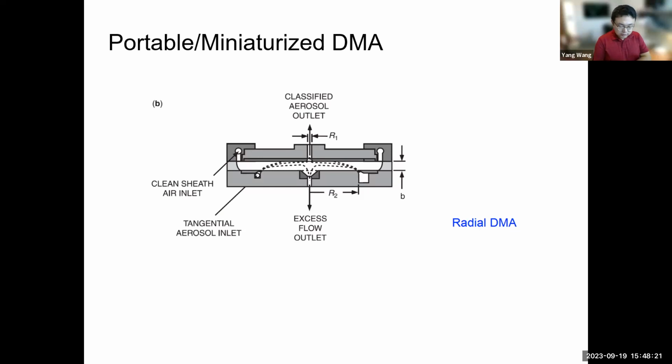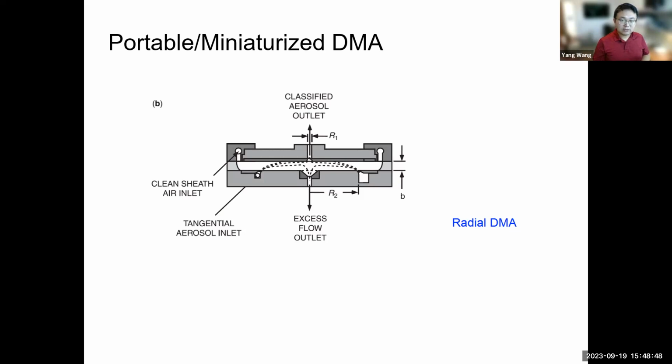So then we're going to introduce some other forms of the DMA that are targeted for different uses. As you can see, the SMPS is kind of bulky, right? And the FIMS is even bigger, right? Because you need a long column to classify the aerosols. So there's a trend that if we want to do more air quality monitoring with a denser network, then we need to make them smaller. We need to make them cheaper, right?